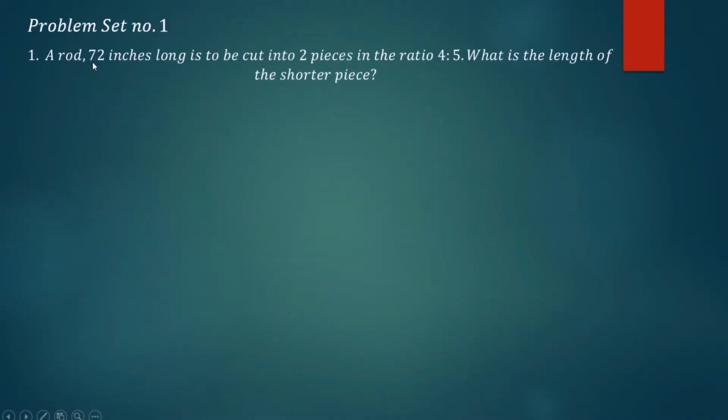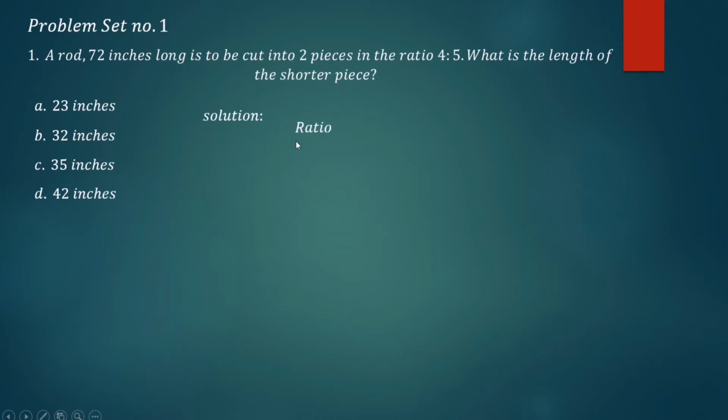Number 1, a rod 72 inches long is to be cut into two pieces in the ratio 4:5. What's the length of the shorter piece? A. 23 inches, B. 32 inches, C. 35 inches, D. 42 inches. Okay, ito yung solution natin.